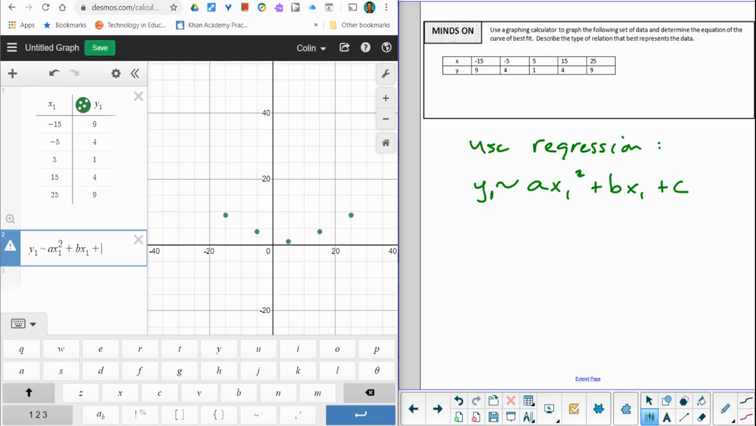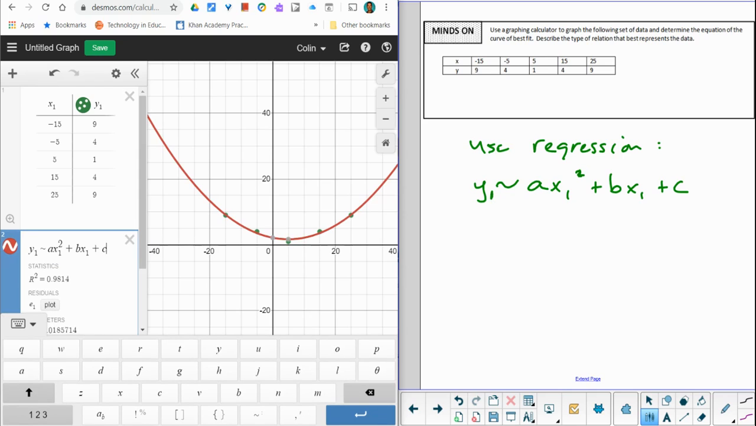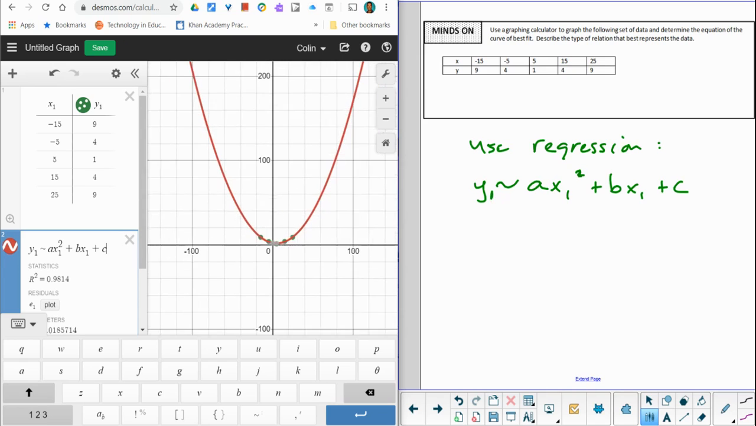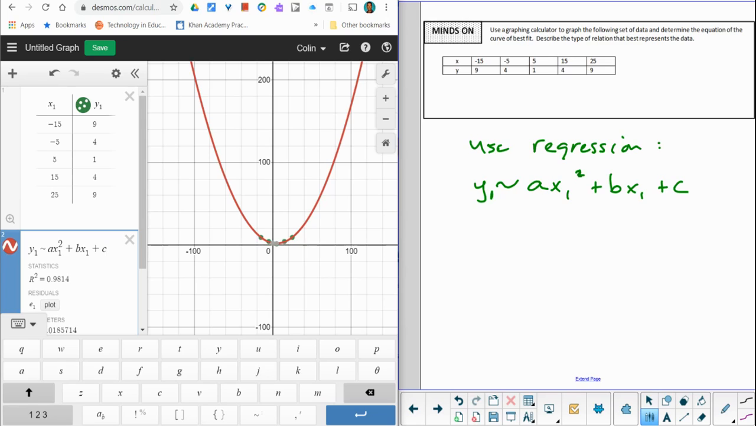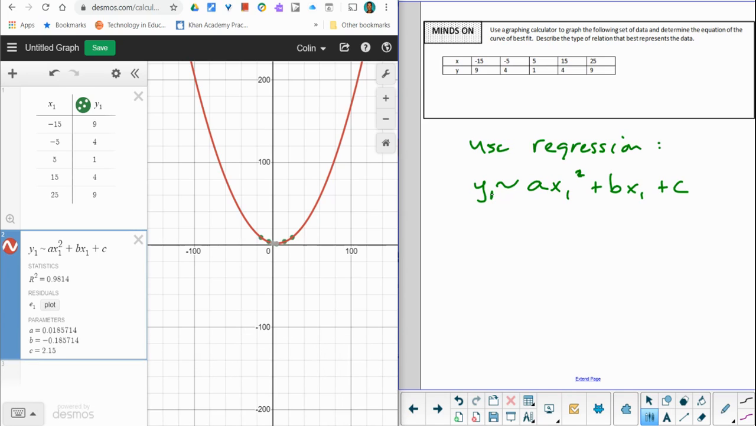The reason why we're doing this is two reasons. It is going to show us what the curve of best fit looks like. You can zoom out so you get the full view. But it's also going to give us the A and B values. So look at these numbers here, down on the left bottom corner. They're going to give us the values.